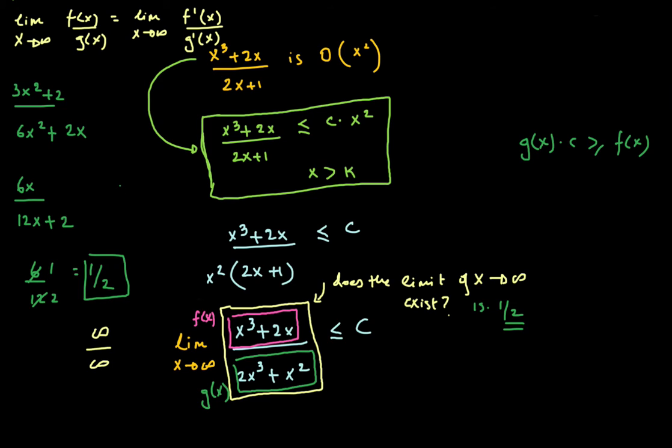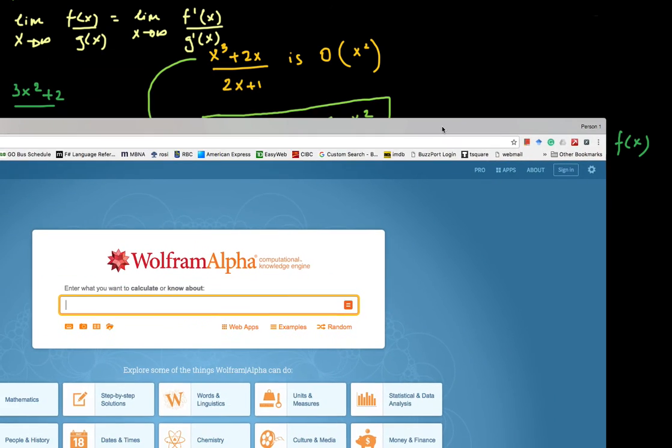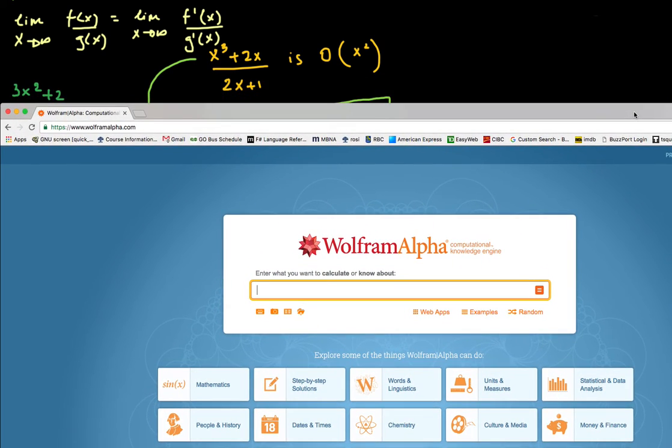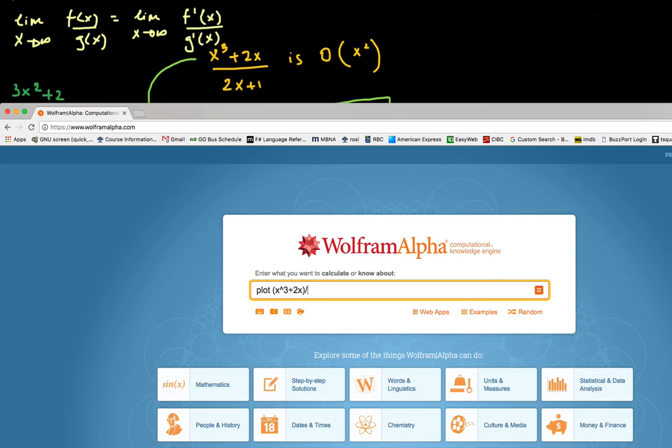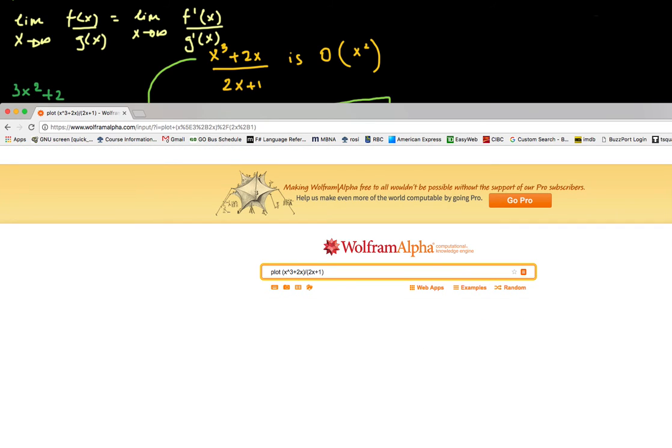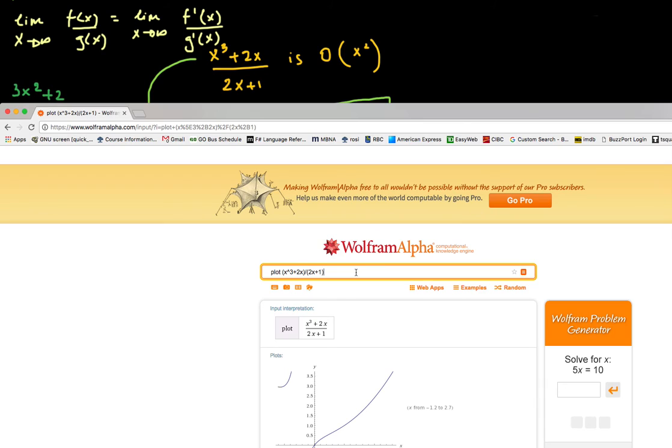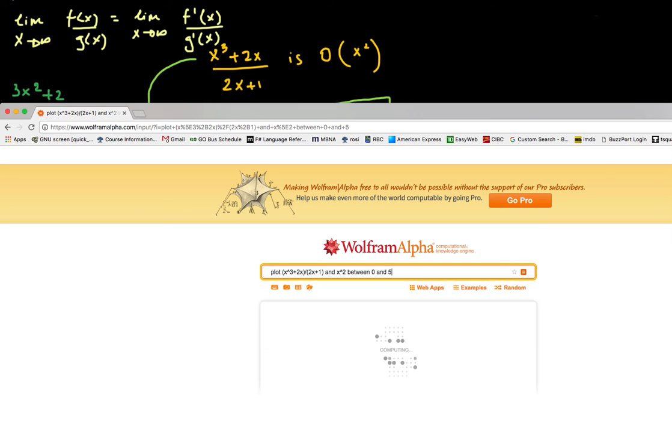So I'm going to open up Wolfram Alpha here, and let's just quickly plot these again to make sure that this c guarantees an upper bound. So if I plot x to the power 3 plus 2x over 2x plus 1, this is a function over here. Let's also plot x squared between 0 and 5.